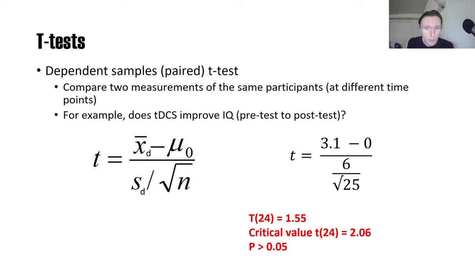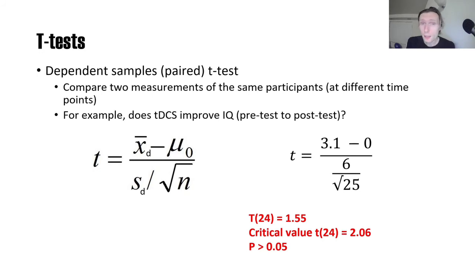So a score like this could actually be just on chance level, or the chance of that being the case is larger than 5%. And if the chance of this happening is larger than 5%, we cannot make the conclusion that there is a difference from pre to post.